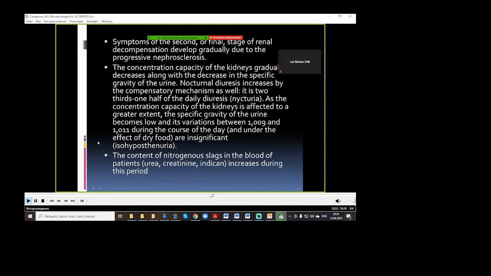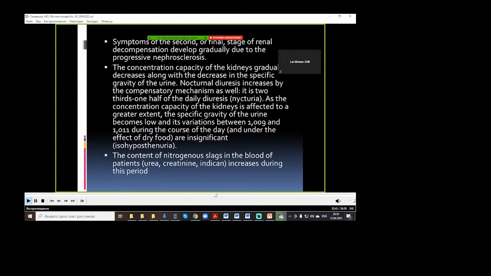Now, the symptoms of the second or final stage, the renal decompensation stage. Renal decompensation develops gradually due to progressive nephrosclerosis. The concentration capacity of the kidneys gradually decreases along with the decrease in the specific gravity of the urine. Nocturnal diuresis increases by the compensatory mechanisms as well. It is 2/3 to 1/2 of the daily diuresis. This symptom is called nocturia.